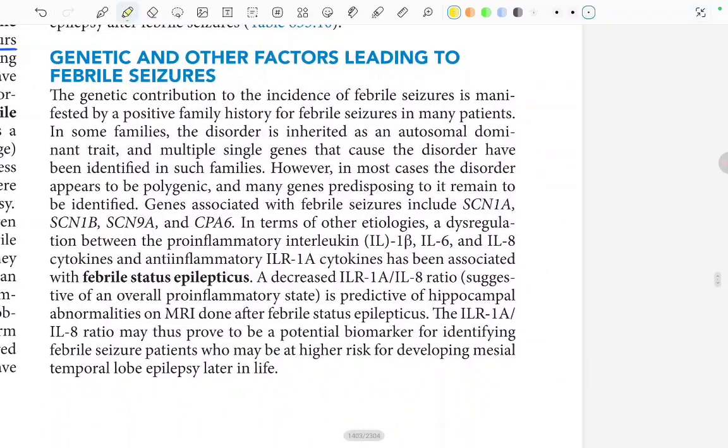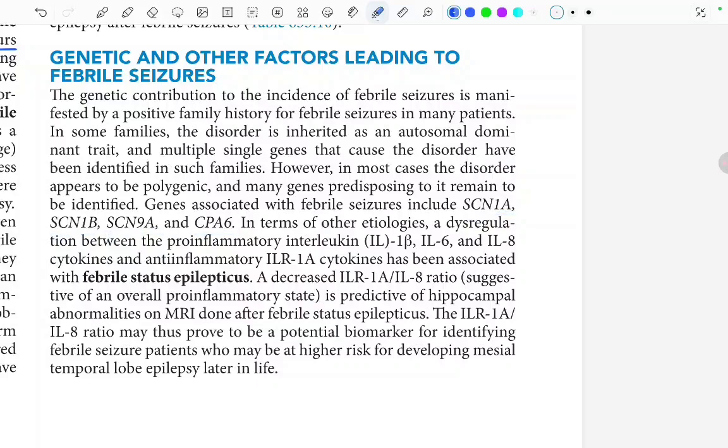Genetic and other factors leading to febrile seizures. The genetic contribution to the incidence of febrile seizure is manifested by a positive family history of febrile seizure in many patients. In some families, the disorder is inherited as an autosomal dominant trait, and multiple single genes that cause the disorder have been identified in such families. However, in most cases, the disorder appears to be polygenic and many genes predisposing to it remain to be identified. Genes associated with febrile seizures include SCN1A, SCN1B, SCN9A, and CPA6.